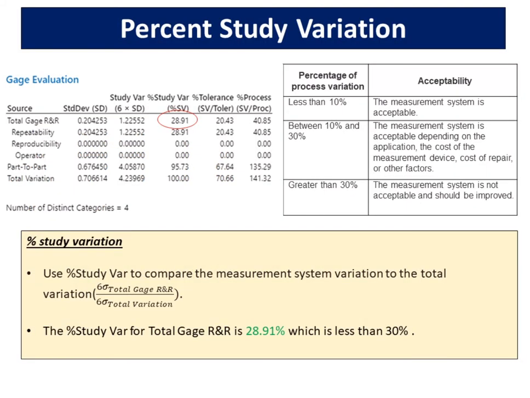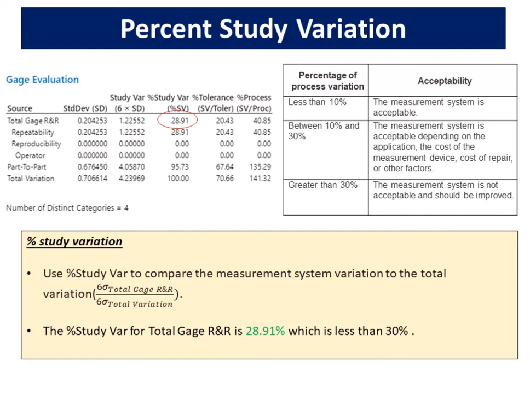Percent study variation. Use percent study variation to compare the measurement system variation to the total variation. The percent study variation for total gauge R&R is 28.91%, which is less than 30%. Based on AIAG guidelines, if the percent of study variation is less than 10%, the measurement system is acceptable.